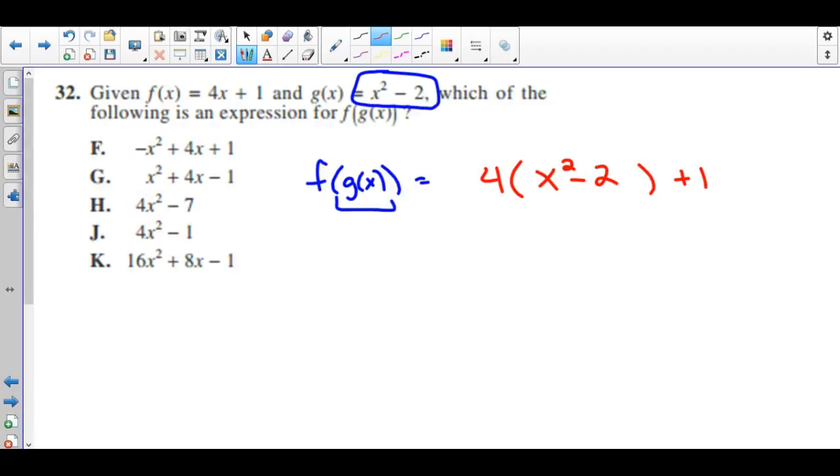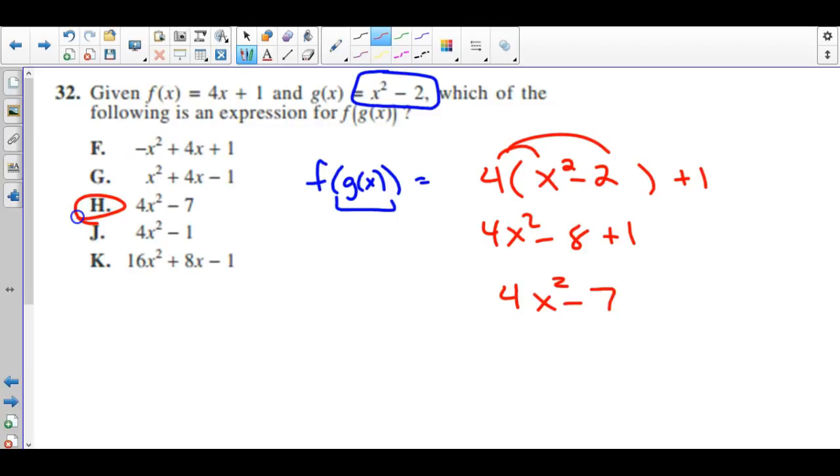And what I'm going to do is distribute next. So 4x squared minus 8 plus 1, and that's going to simplify to 4x squared minus 7. So H is the answer there.